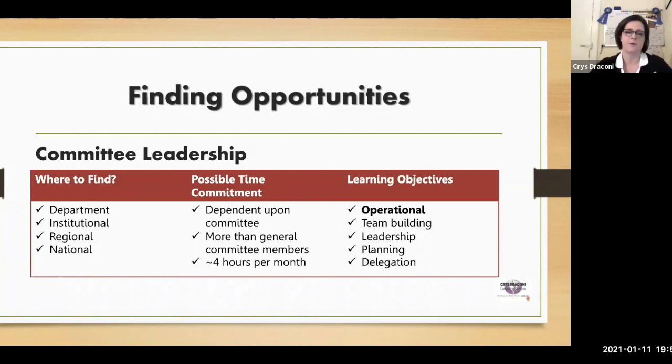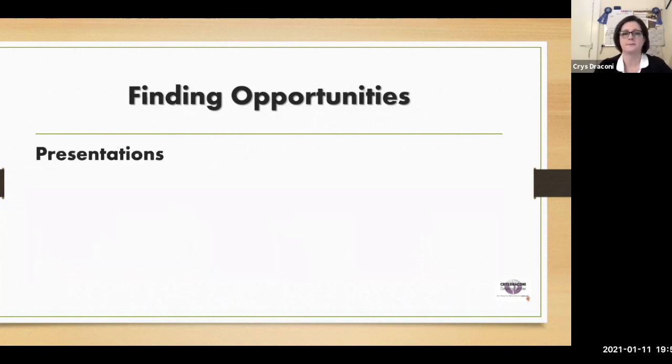My suggestion from running so many different committees and doing it wrong and right and in between is to delegate everything possible to them, but then keep up and be able to support them in a professional manner. There's just some things you cannot delegate, but it depends on the committee again. Learning objectives. Again, operational, and even more so because you are operationalizing everything. Team building, massive leadership experience, planning, and of course delegation is huge.